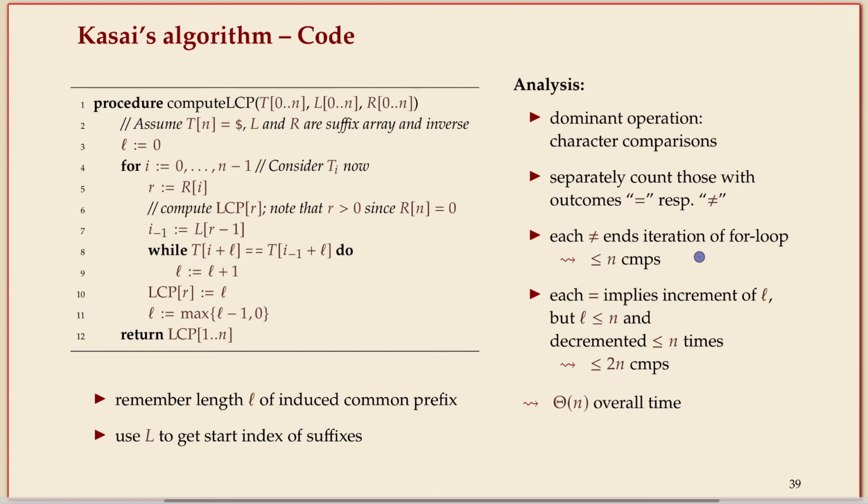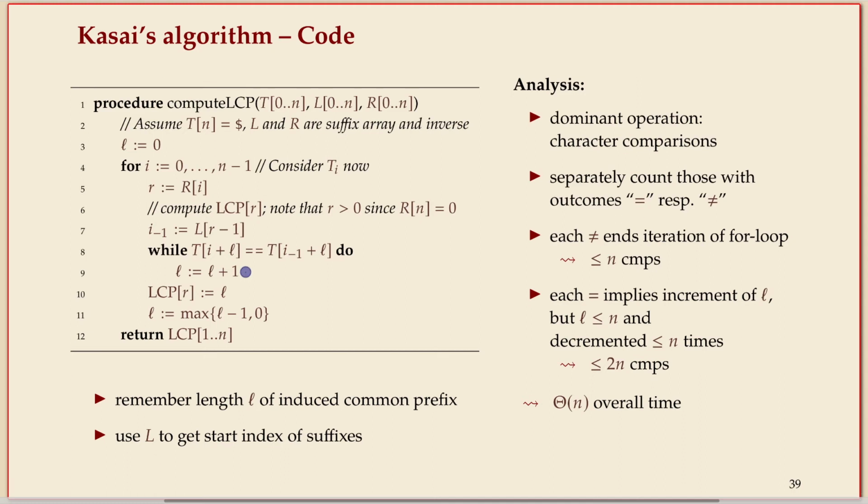And this can happen only once for every LCP array entry because we stop after that. That's something that's obvious in the code. You ask, are they still equal? And if not, then you continue with the next iteration. So we have at most n of those, at most as many as LCP array entries. The interesting ones are the ones that come out as equal because they might be frequent. You might have to compare many long prefixes.